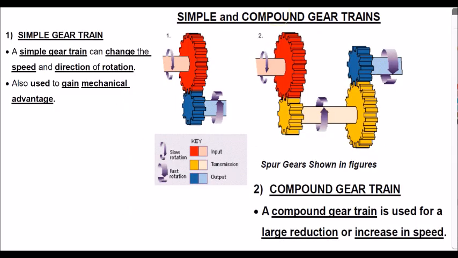Within this presentation, we will consider simple gear trains, shown in illustration 1 here. Simple gear trains can change the speed and the direction of rotation, and they also can be used to gain mechanical advantage. And we will consider compound gear trains, shown in figure 2 here. And compound gear trains are used when a large reduction or a large increase in speed is required.